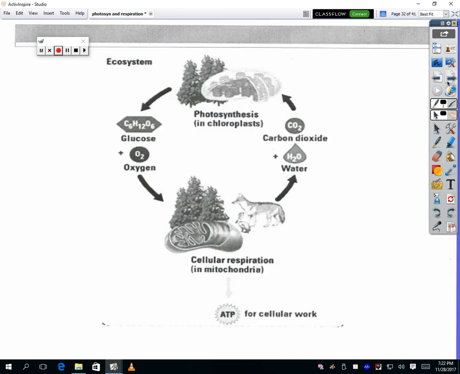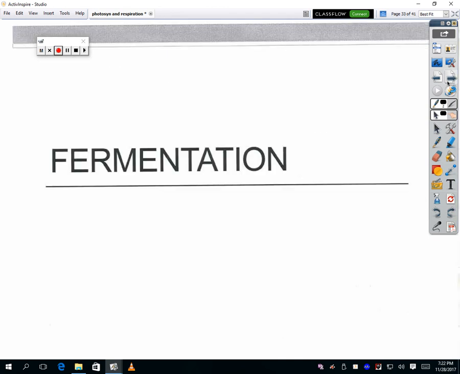So they're intrinsically connected. So the last thing we need to talk about is what happens if you don't have oxygen or you don't have a mitochondria. Bacteria don't have mitochondria. Every other organism, every other thing which is eukaryotic on our planet does, but bacteria don't have them.